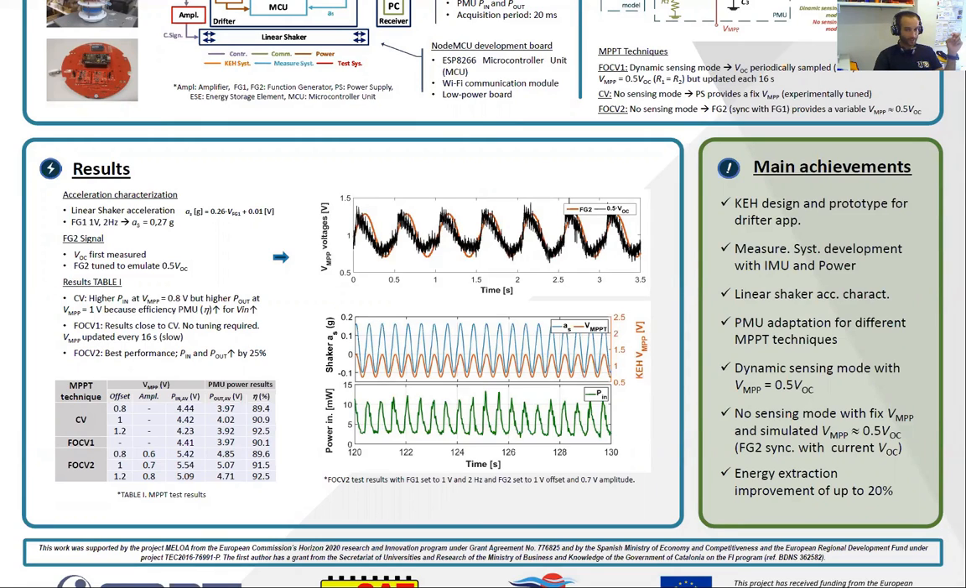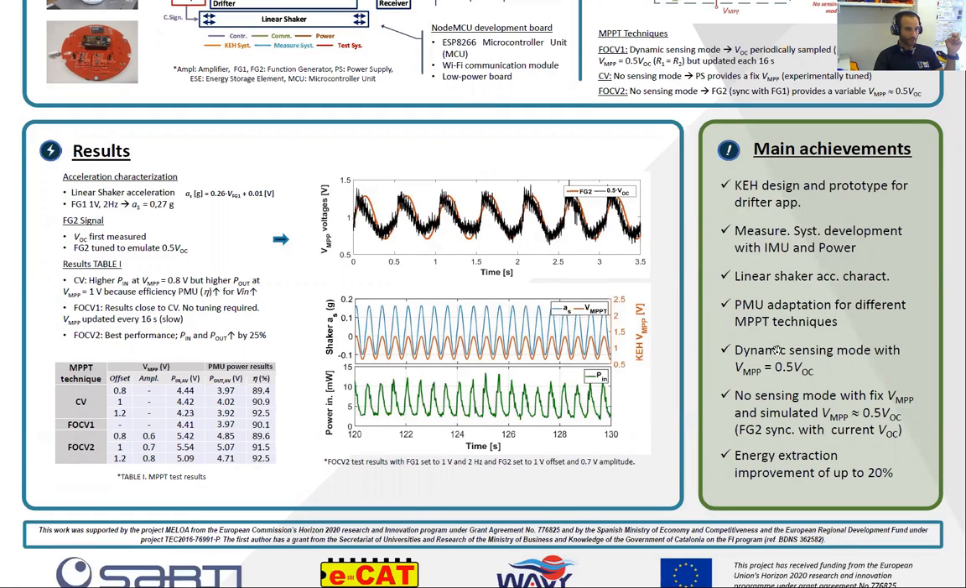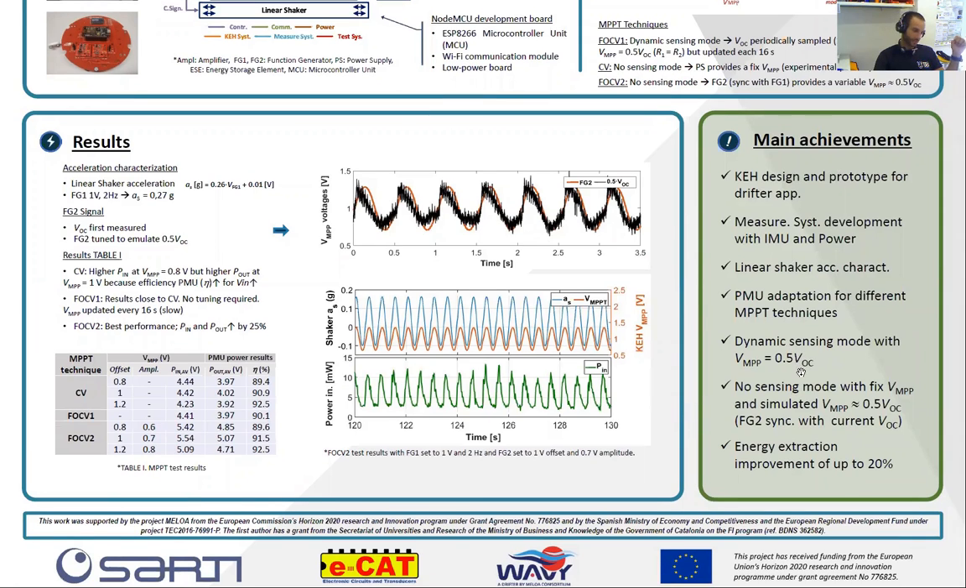The main achievements of this work are the kinetic energy harvester design prototype, the development of the measuring system that provides inertial data and power, the linear shaker characterization, and also the adaptation of three MPPT techniques: the dynamic sensing mode, and the no sensing mode with the fixed and the simulated signal. And we can say that the energy extraction can be improved up to 20% using this technique.